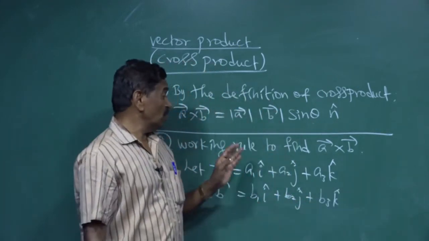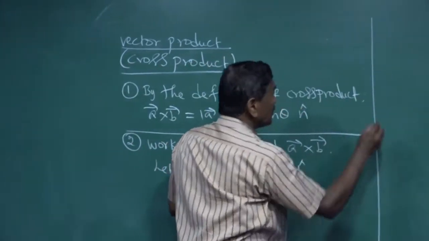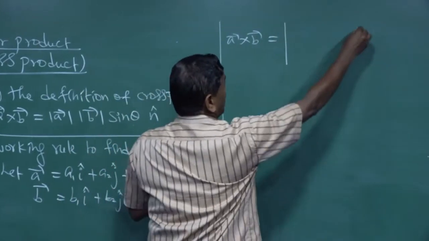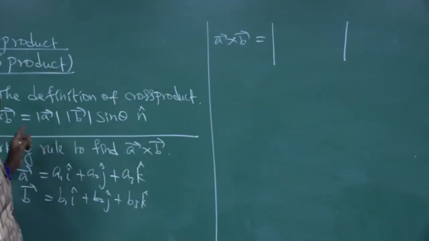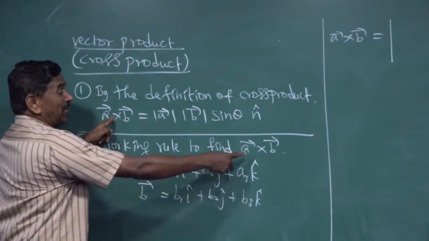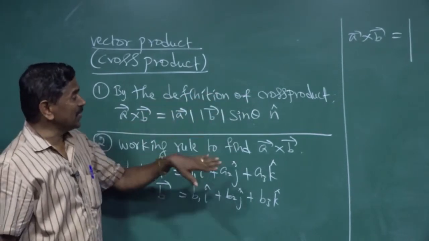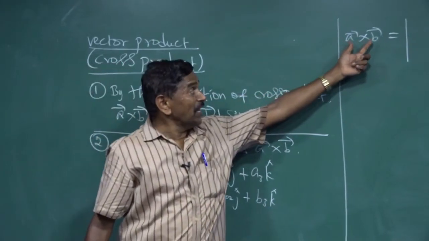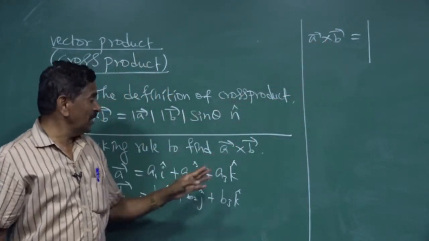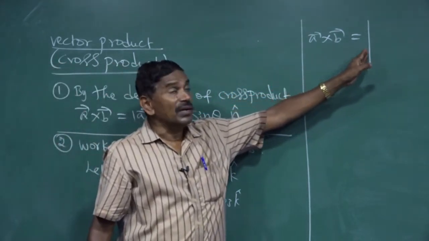Now, the working rule to find A vector cross B vector. Listen, A vector cross B vector is equal to a determinant. To find A cross B, we have two ideas. One is the definition of cross product. Next, the working rule to find A vector cross B vector, that is, when A vector and B vector are given in ijk components, it is given by the formula determinant.